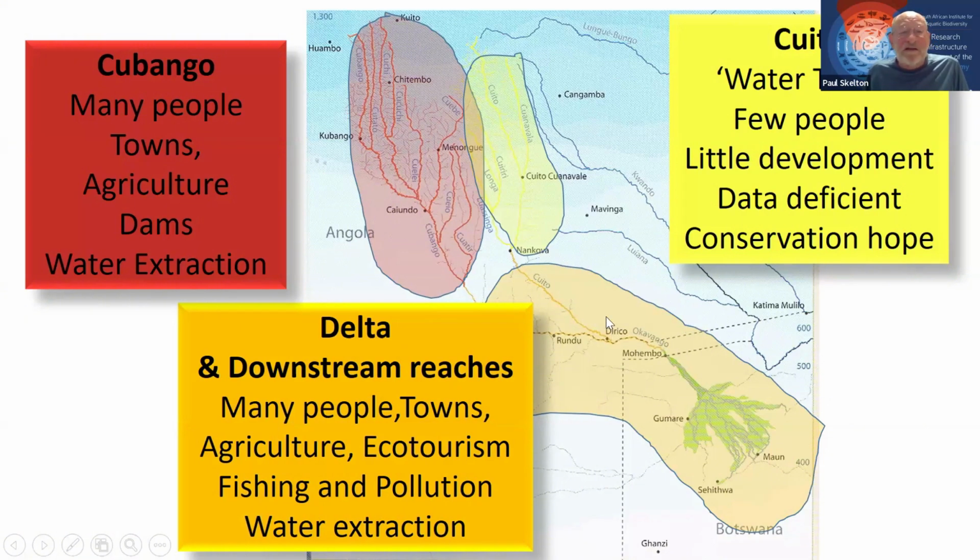The one, of course, is the delta and its downstream reaches. Remember the dependency on this. This delta does not exist if it were not for the inflows in Angola. So Botswana better collaborate and work with Angola if it wants to sustain this. It cannot do it by itself. We have to become friends. We have to become collaborative partners with our neighboring countries.